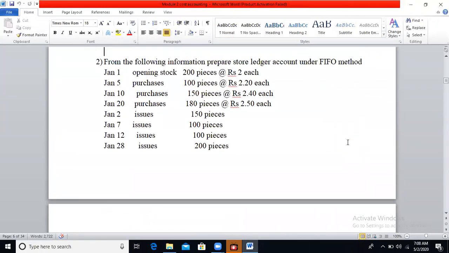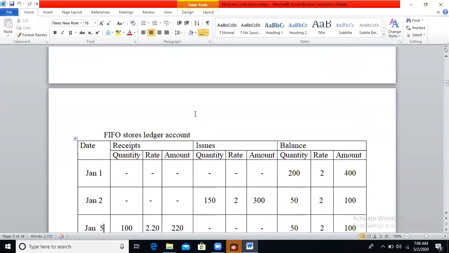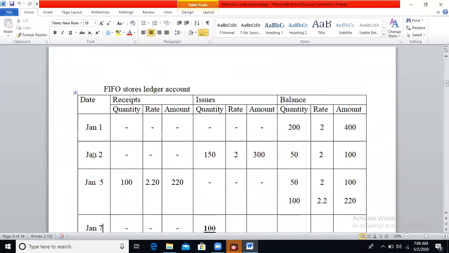Then January 2nd, we are making an issue of 150 pieces. So write the date as January 2nd. This is an issue. How many units are we issuing? 150 pieces. At what price will you consider? Here we have only one price, that is 2 rupees. That only you have to consider. So 150 into 2, you will get 300 rupees.